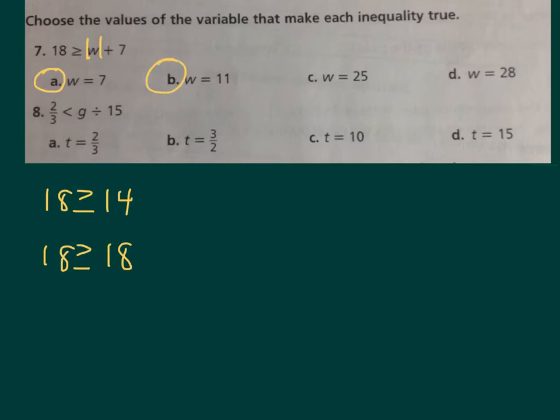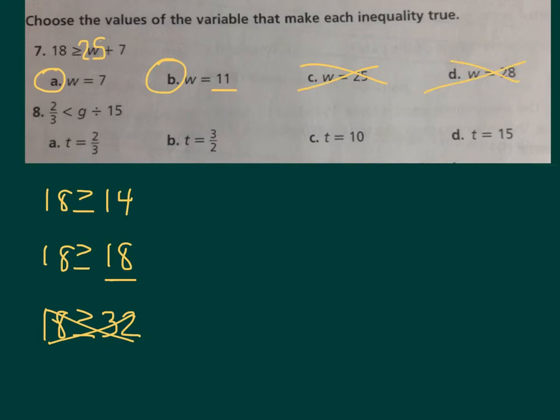That is as high of a number as I can get because anything else isn't going to work on this side. Let me show you what I mean. When I put in 25 here, that's going to get me 18 is greater than or equal to 32, and obviously that's not the case, and we should know that because this is the last one that worked. So those two don't work.